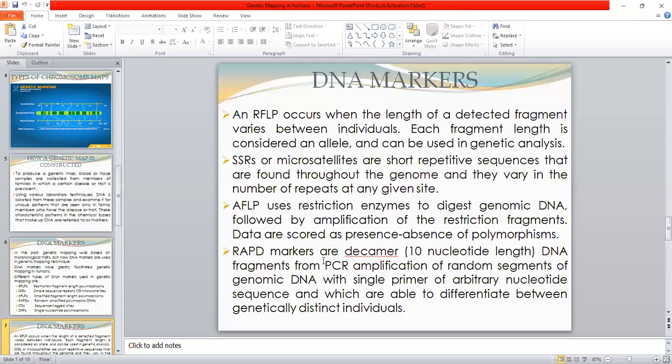SSRs are also known as microsatellites. These are short, repetitive sequences that are found throughout the genome, and they vary in the number of repeats at any given site. The number of repeats for a given sequence varies at any locus, and this variation is the polymorphism found in different individuals of the same species. The number of repeats is recorded, and this is the genotype data.